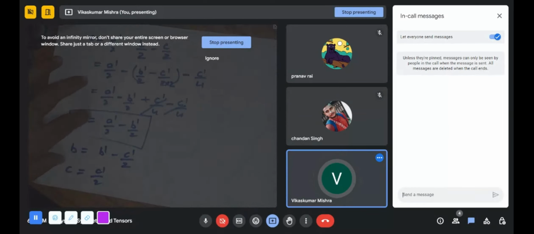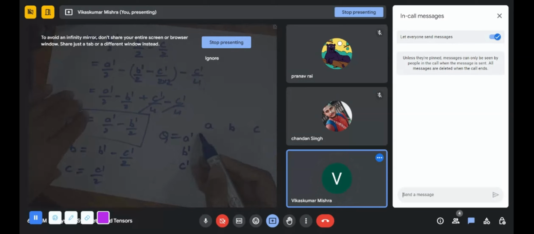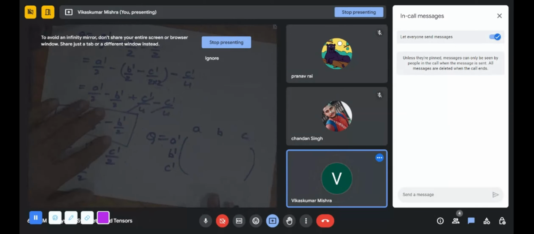What we need to find? We need to find the general coordinate transformation matrix which will transform a, b and c to a dash, b dash and c dash. In the assignments you will find questions like this. In fact, there are two questions like this.